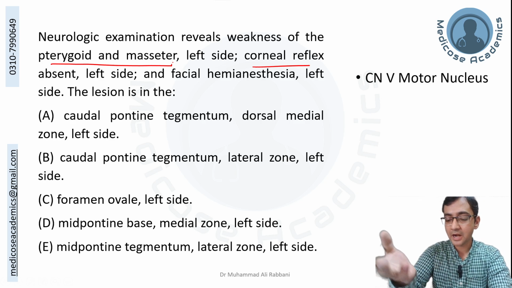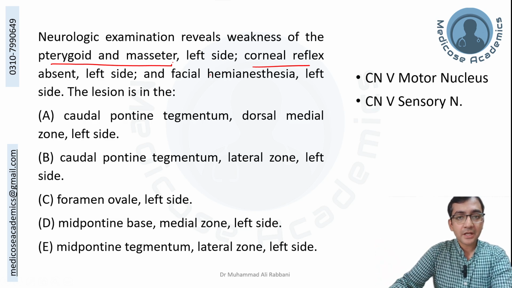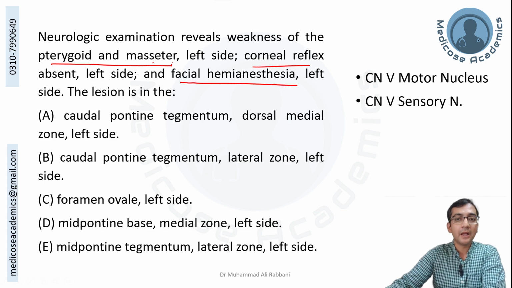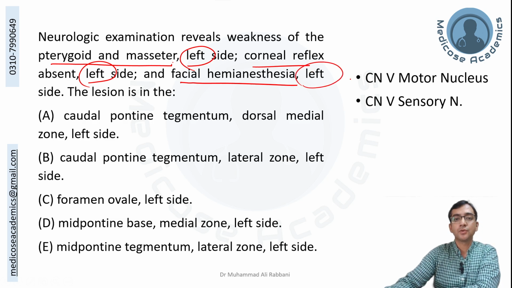The sensory component is carried by the sensory nucleus of the trigeminal. Facial hemianesthesia further justifies the sensory nucleus of the trigeminal. All of these features are through cranial nerve nuclei, and the lesions of the cranial nerve nuclei are present on the left side. So these are left-sided trigeminal nerve damage.